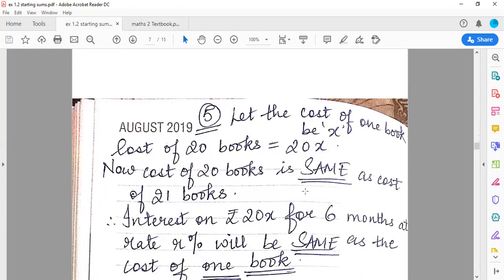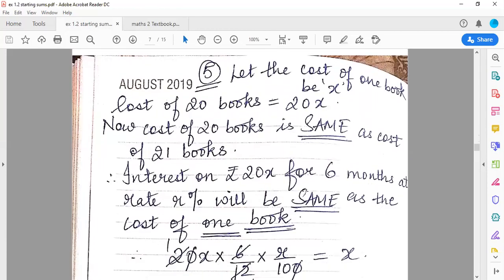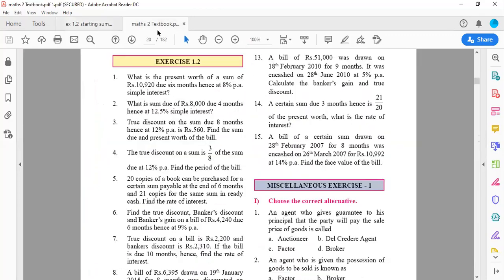So coming towards the next sum, number 5. So here's the question. 20 copies of a book can be purchased for a certain sum payable at the end of 6 months and 21 copies for the same sum in ready cash. Find the rate of interest. So first try and understand the question. The question is saying, 20 copies of a book can be purchased for a period of 6 months.